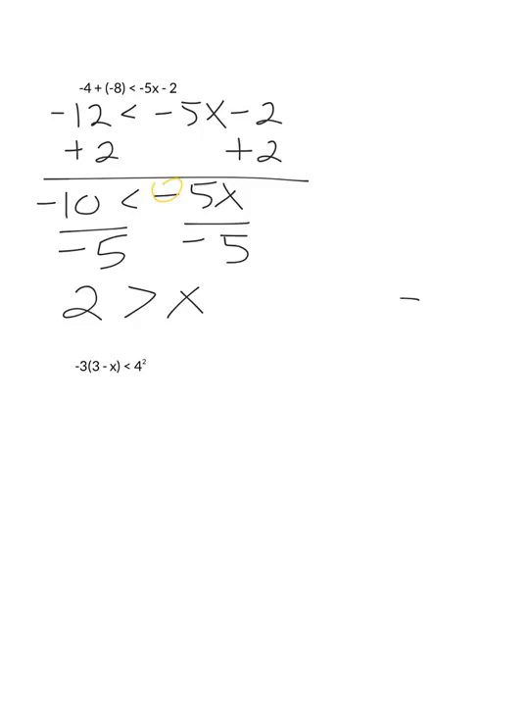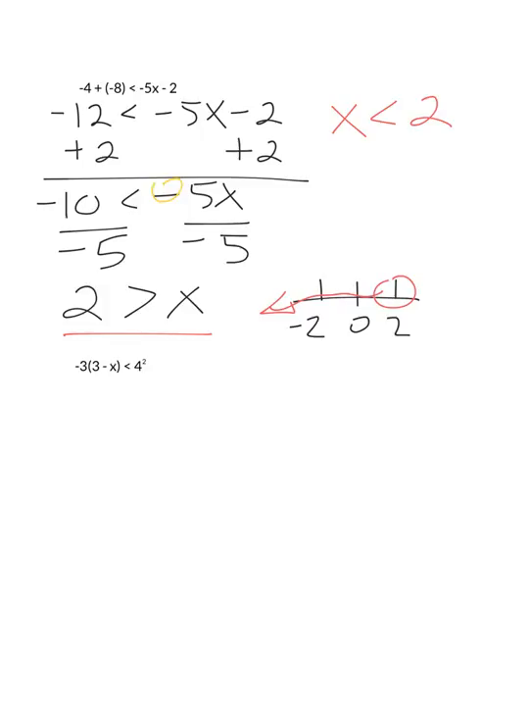Now, when we graph this, for me, it's always easier if I just rewrite this. x is less than 2. And it's an open circle, and it's going over to the left.